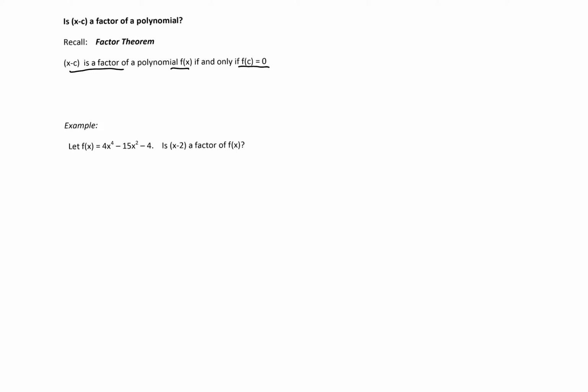If f of c is not 0, then x minus c is not going to be a factor of that polynomial. Notice that the theorem can be restated in the following form. X minus c is a factor of the polynomial f if and only if c is a 0 of f of x. Now, if f of c is equal to 0, that means that c is a 0 of f of x. And therefore, being a 0 and having factor x minus c is equivalent.